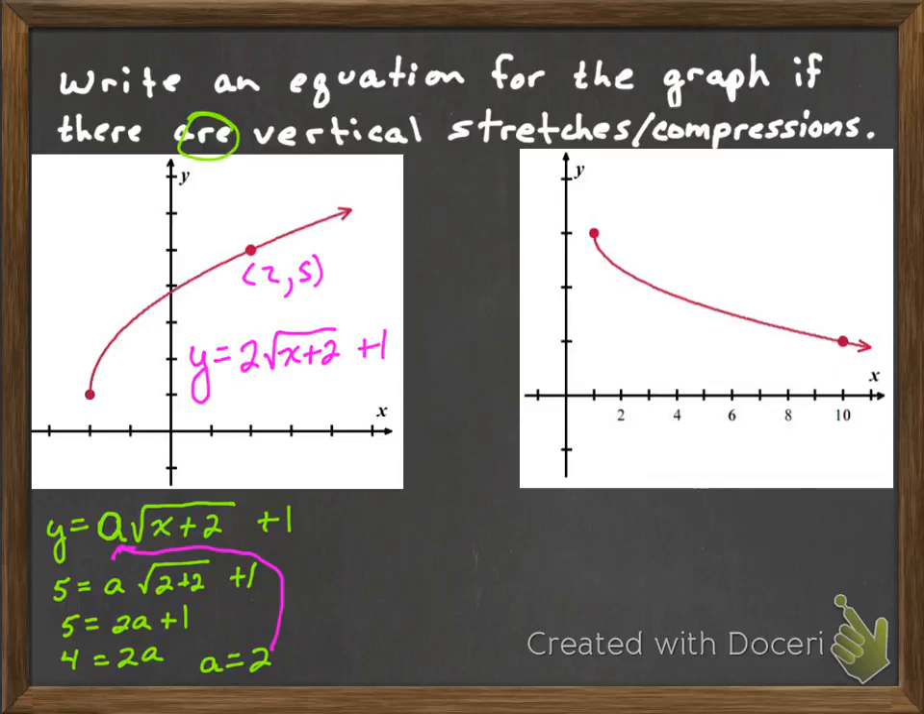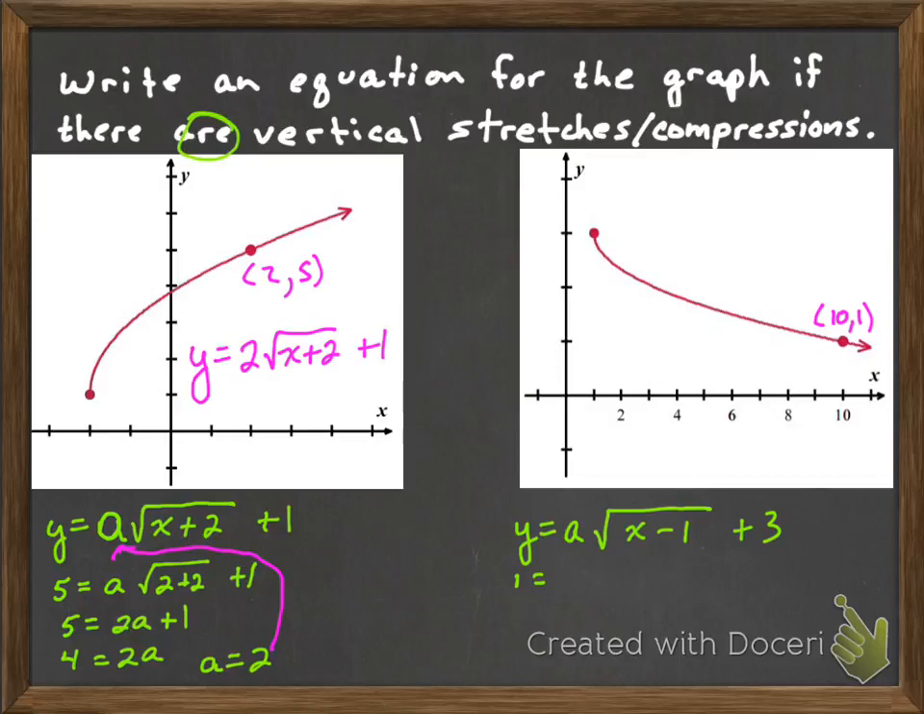All right, so following the same idea on the next one, we're going to have y equals a square root graph shifted to the right 1, so that's x minus 1, and shifted up 3, so that's plus 3, and we will have an a value once again. Now the point located on this graph is the point (10, 1). So that's what we're going to substitute in here.